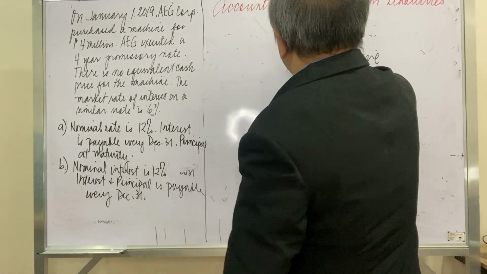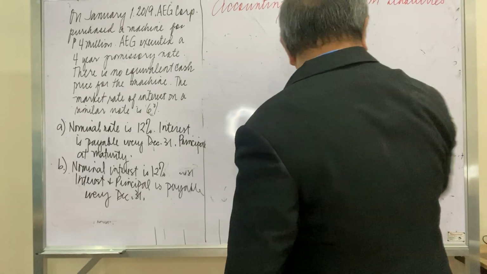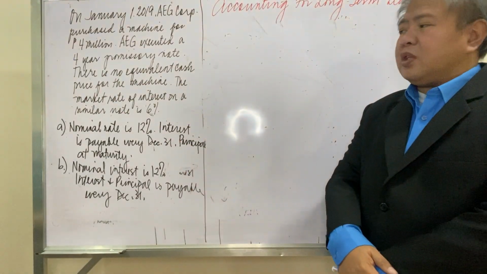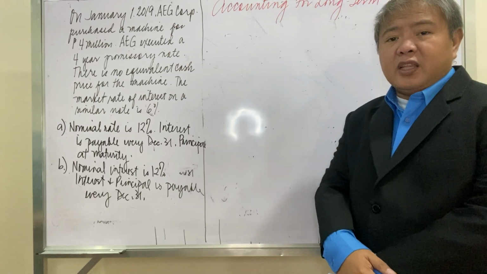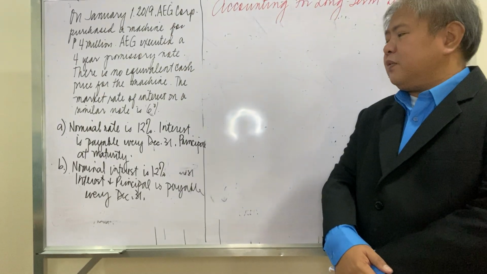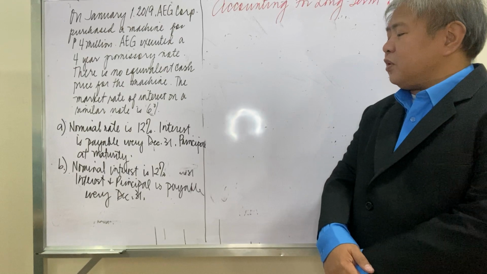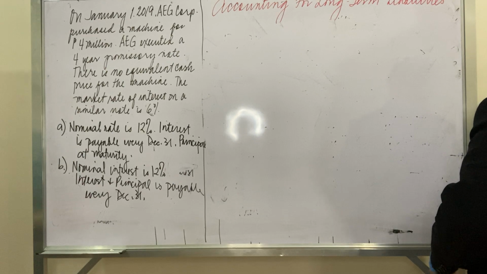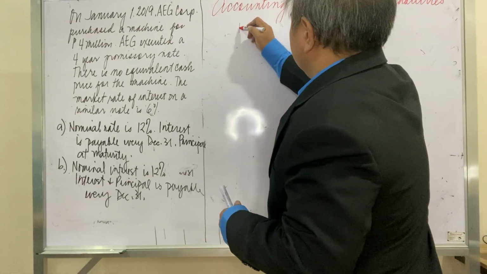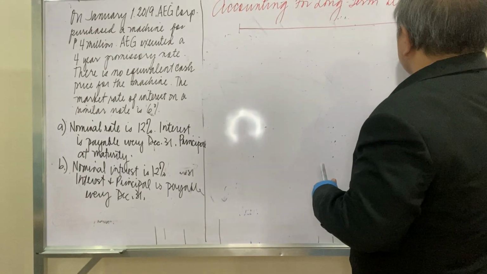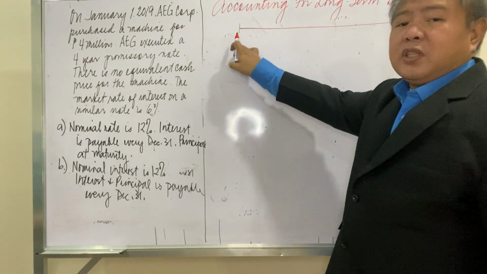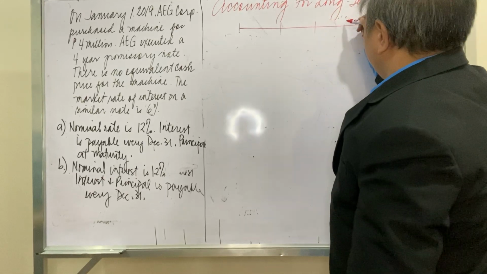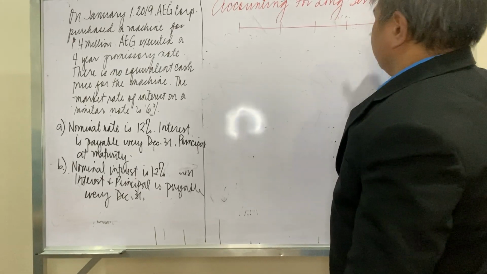So it's essentially the same example, except that the nominal rate is 12%. If you look at the problem, the effective rate is 6% and the market rate is 12%. Interest is payable every December 31st and principal is payable at maturity. Let us again try to draw a timeline. So here's your timeline. This is the date of the transaction. Then end of first year, end of second year, end of third year, end of fourth year.